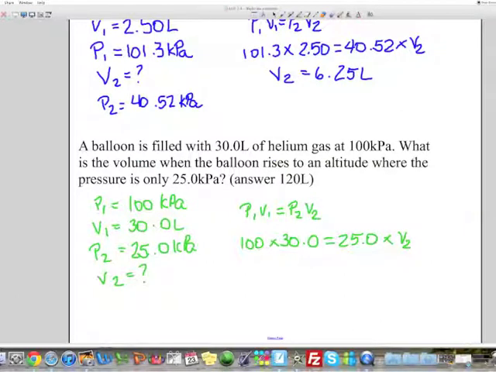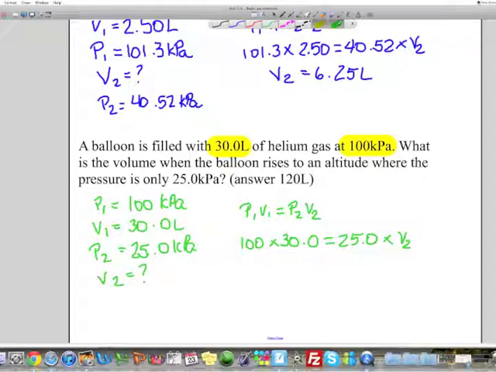Here's your solution for number 2. So I have my 4 variables again. So if you're unsure about what goes with what, a balloon is filled with 30 liters of helium gas at 100 kilopascal. So those two values go together. What is the volume when the balloon rises to an altitude where the pressure is only 25 kilopascal? So you're using P1, V1, P2, V2 again, obviously. You're replacing, and you're going to solve for V2, which will be 120 liters.